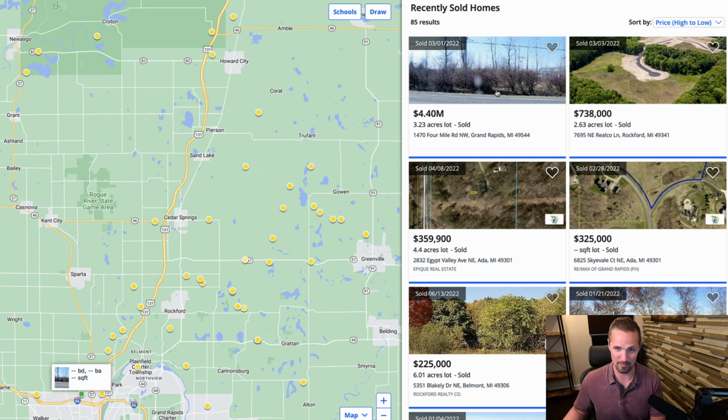Even if that did happen to be in Cedar Springs, the fact that nothing else on this list comes anywhere close to that dollar amount, that's clearly an outlier. I'm not going to use that unless our property happens to be exactly the same as this one, which it's almost certainly not going to be.